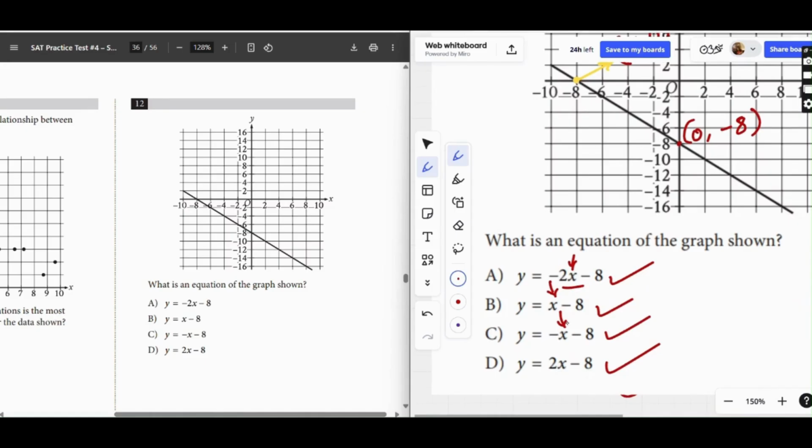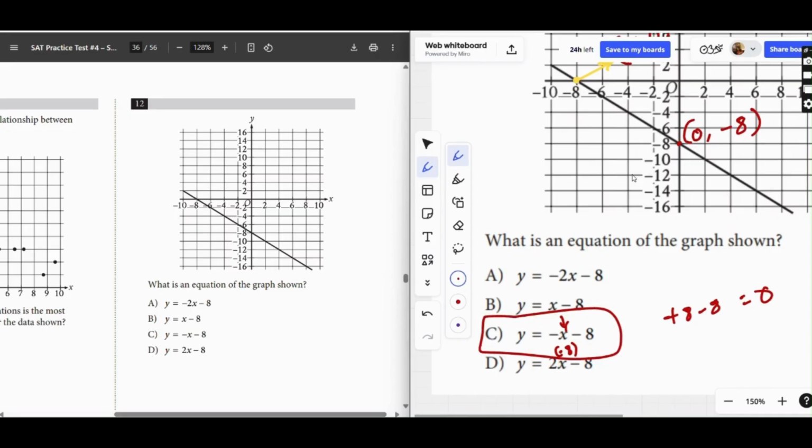For that case, I can't choose anything else but option C. That says when my x is negative 8, this is going to be plus 8, and negative 8 plus 8 is going to give me 0. So option C is what we're looking to see. All right.